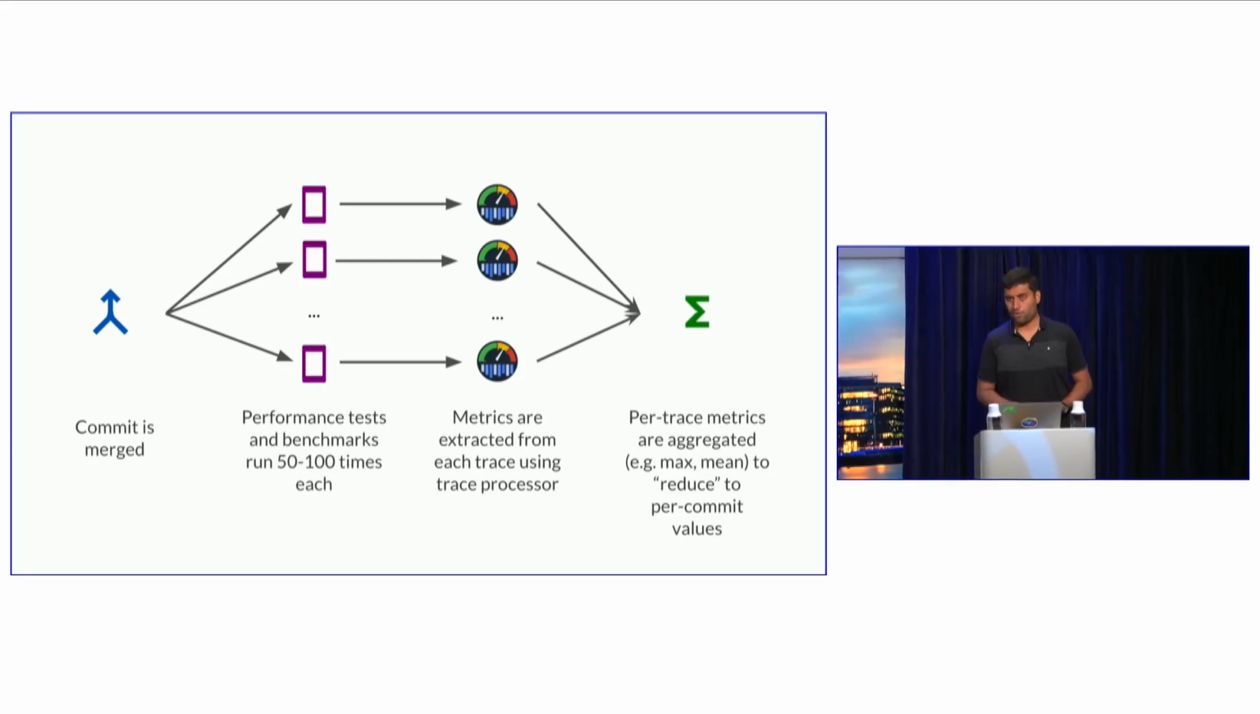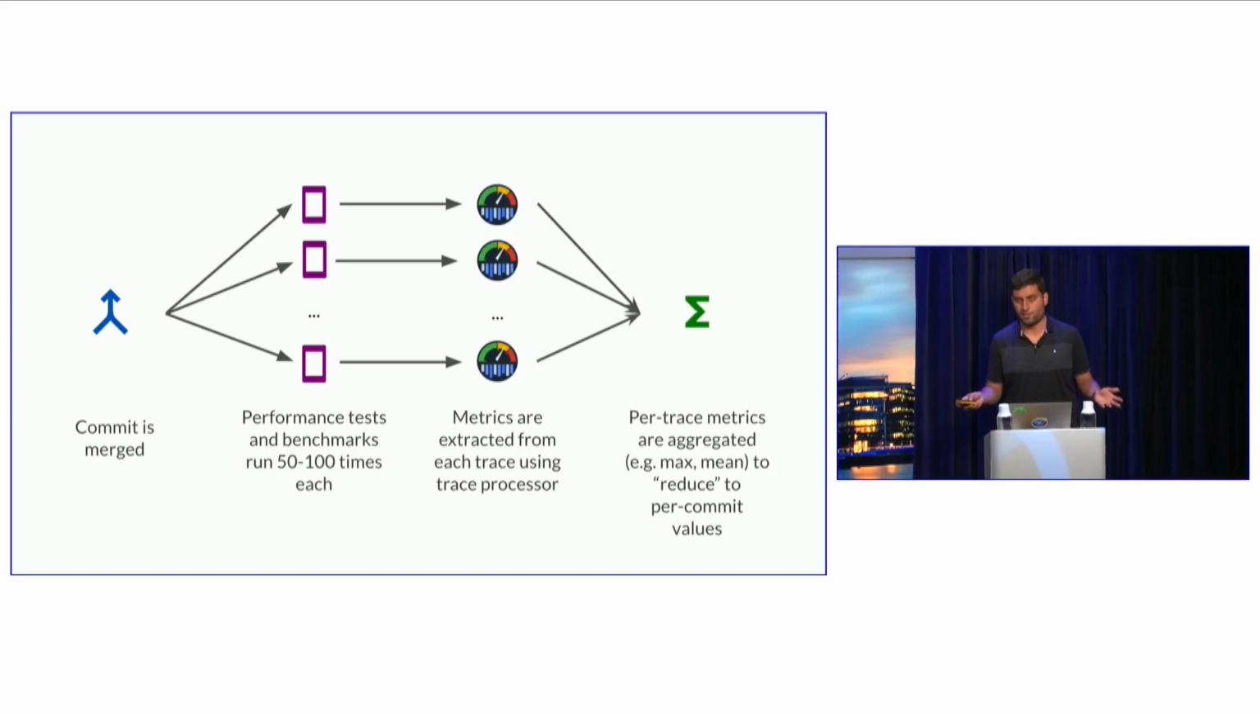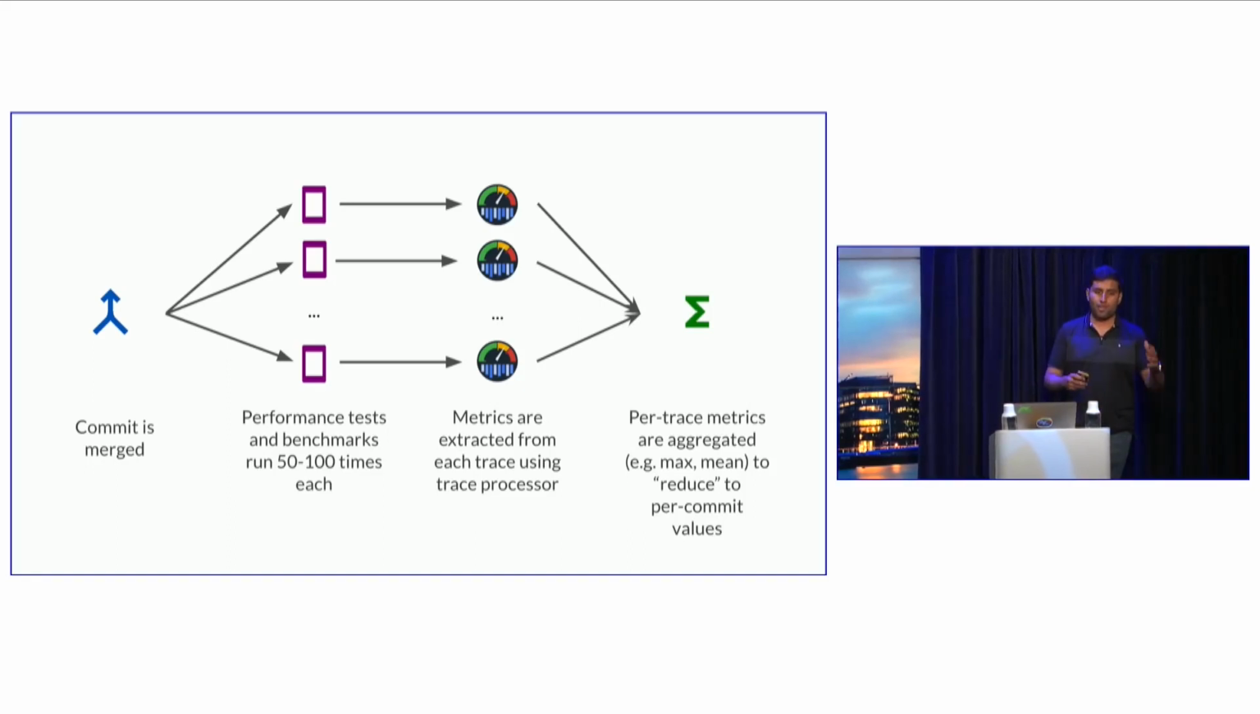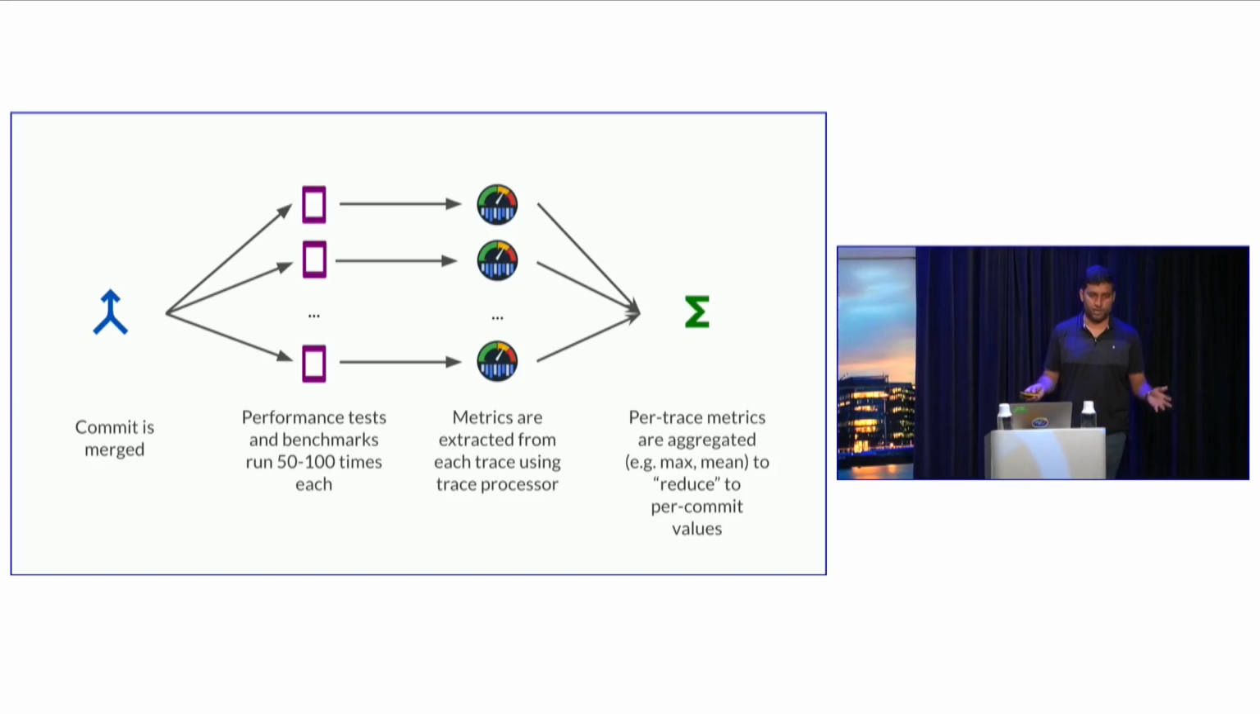Lab testing works like this in Android. So a commit is merged, and a build is generated from that commit. And then what we do is we run performance tests which are associated with that commit, somewhere between 50 to 100 times. And we collect traces from each of those runs. So every run has its own trace, so you might end up with 50 to 100 traces.